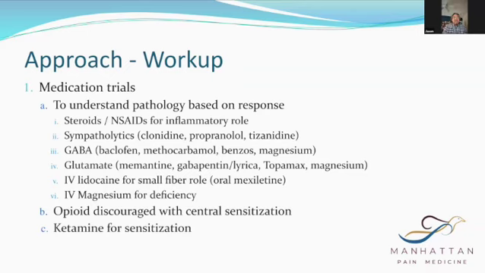For the sympathetic nervous system, if their fight or flight is overactive, I'll give them clonidine, propranolol, tizanidine, and see how they respond. If they like it, if things calm down, that really confirms that their sympathetic nervous system is hyperactive. Same thing with all of these other things. I like little tricks, little things I'll try that will give me feedback as to what's going on.